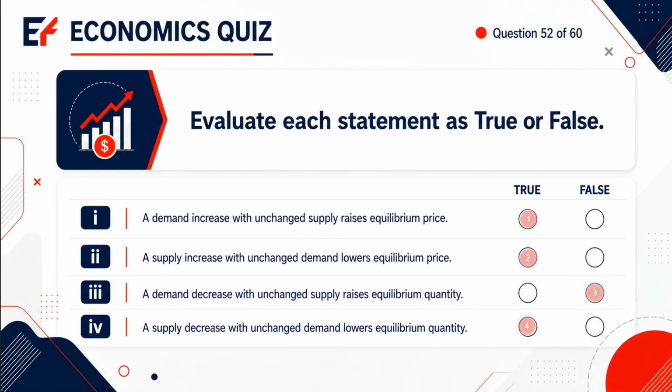Let's track each curve shift cleanly. When demand increases and supply stays the same, buyers compete for more of the good, so equilibrium price rises. When supply increases and demand stays the same, more output is available, creating downward pressure on equilibrium price. A demand decrease does not raise equilibrium quantity. It lowers it because buyers want less at each price. A supply decrease also lowers equilibrium quantity because fewer goods are available in the market. The key is to follow the direction of the shift and then check its effect on price and quantity.